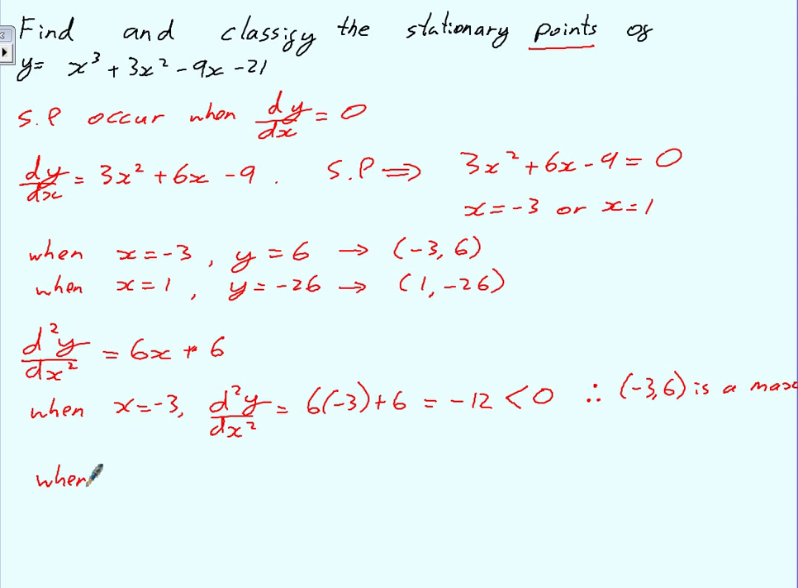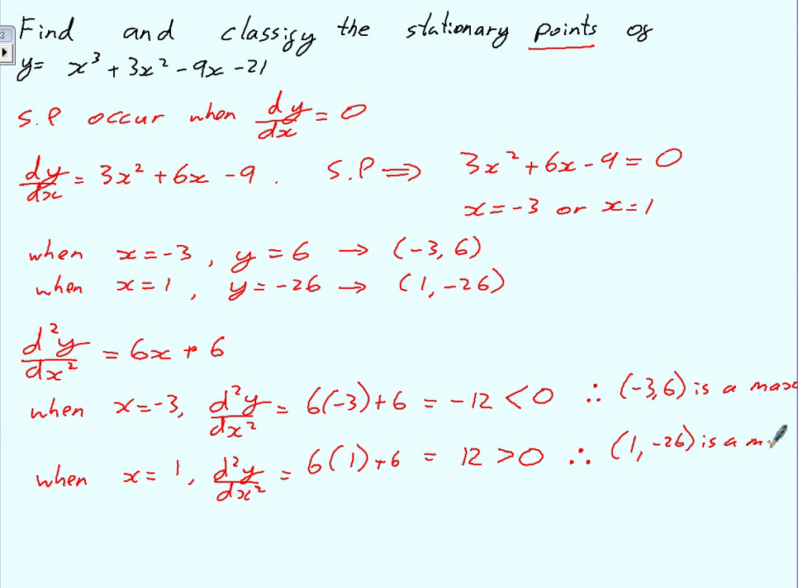Remember, if the second derivative is less than 0, it is a maximum. What about my other case then? When x is 1, d2y by dx squared, that is 6 times 1 plus 6, substituting into this equation I've got, which gives me 12, which is now a positive number. Therefore, this point is a minimum. Remember, if the second derivative is greater than 0, we get a minimum.